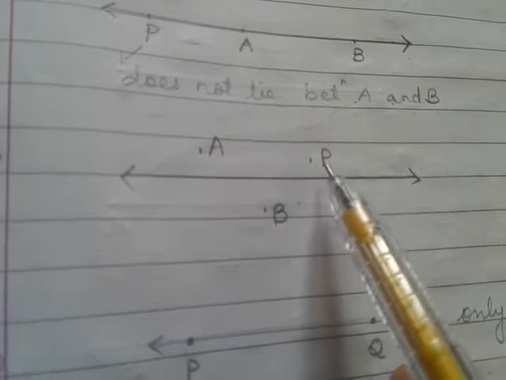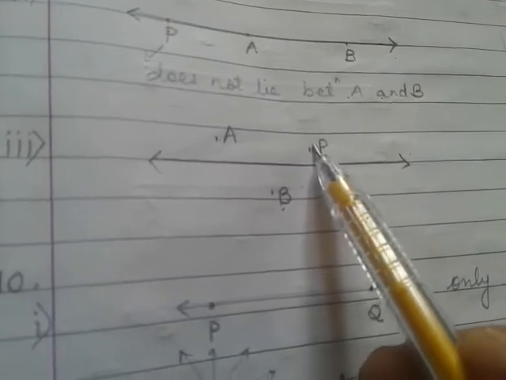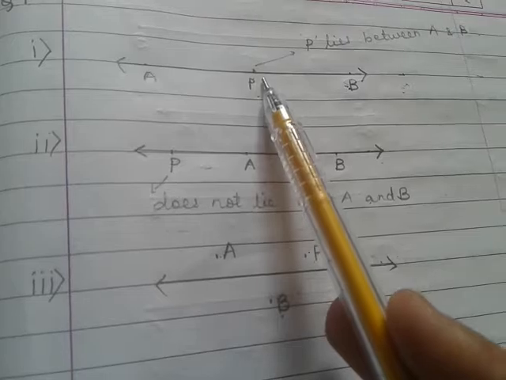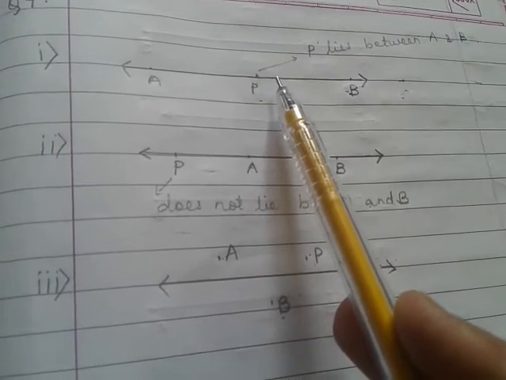And the third condition is that the 3 points do not lie in a line. You can see this line I have drawn. Point A is somewhere, point B, point P. So these 3 points do not lie in a line. This way you have to draw using pencil, ruler and eraser.